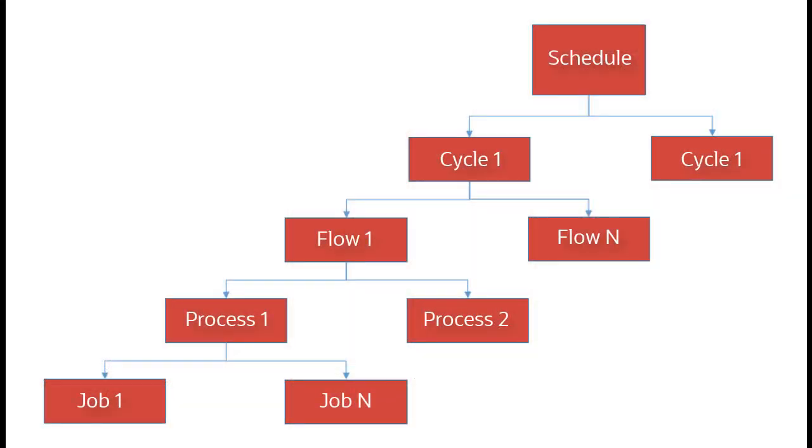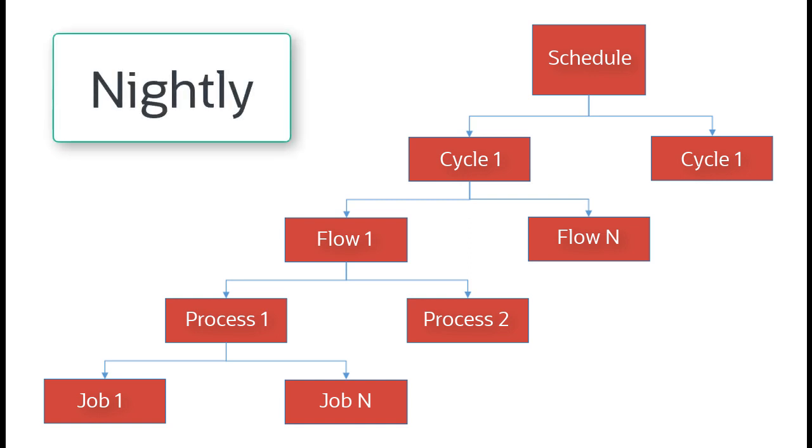Batch jobs in process, orchestration, and monitoring, or the POM application, are typically grouped into a hierarchy of processes, flows, and cycles based on the functionality and expected frequency of execution. There are three types of cycles in POM. Nightly: jobs that run once at the end of the day are classified into nightly cycles.